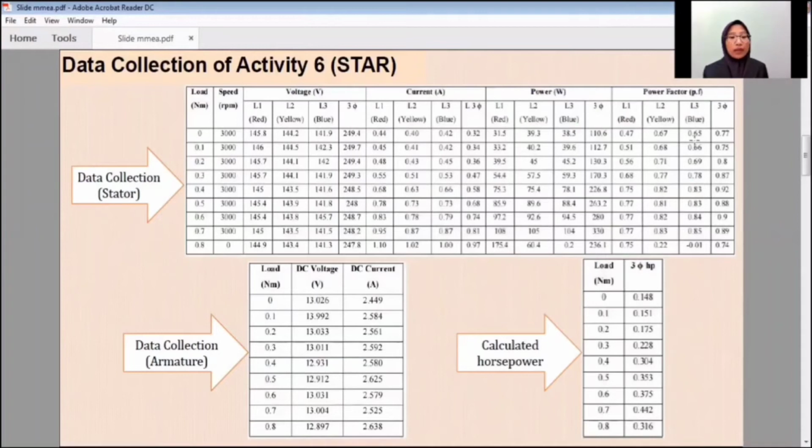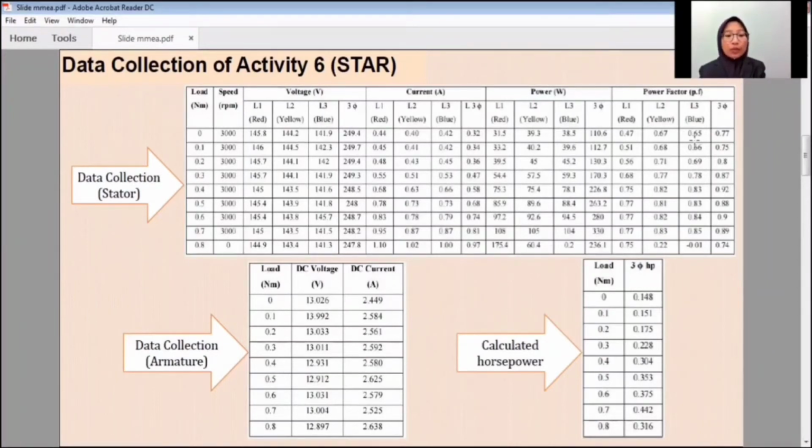Based on Table 5.1 for data collection data of star connection, we got constant speed with 3000 RPM applied from 0 to 0.7 Newton meter. Because this synchronous motor applied three-phase supply, we have taken readings for each phase, which are represented by red, yellow, and blue. As we can see in the table, the readings for the voltage of each phase were recorded approximately between 141 till 145 volts.